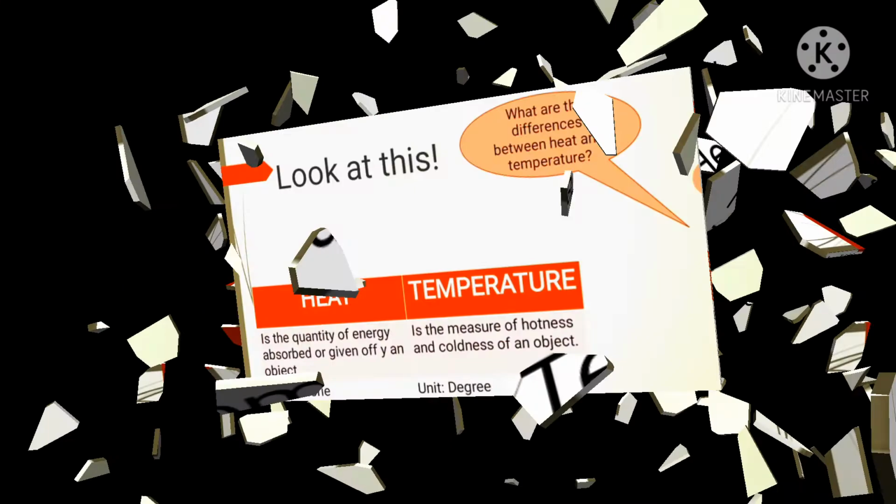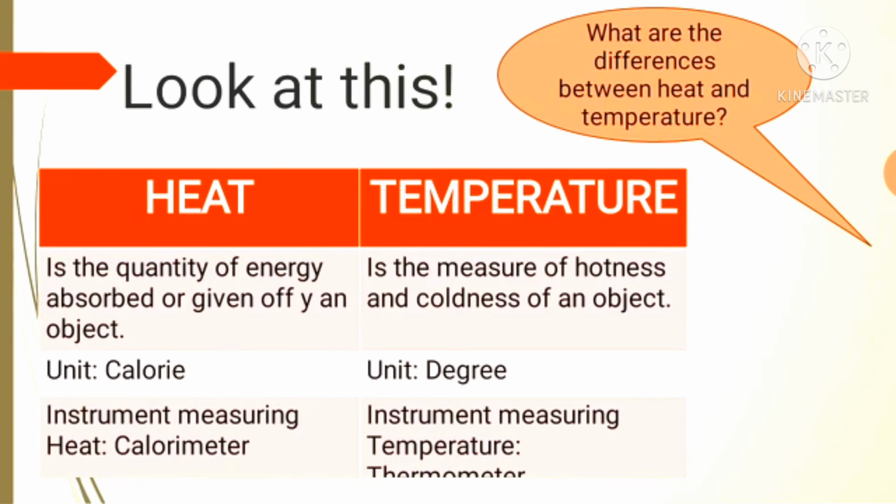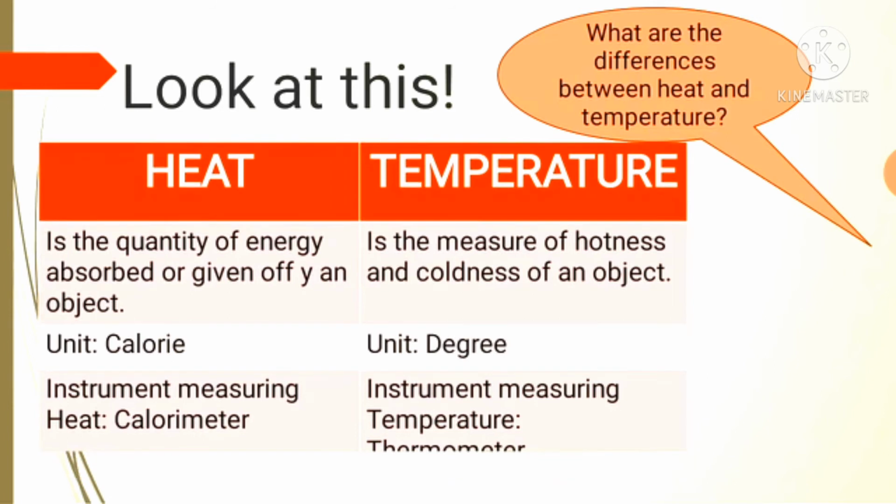I have here a table. As you can see, there is information which shows the difference between heat and temperature. Let's define. First, what is heat? It is the quantity of energy absorbed by an object. When we say temperature, it is a measure of hotness and coldness of an object. There is a huge difference, but sometimes it's confusing.